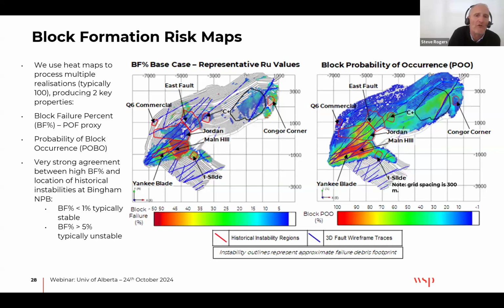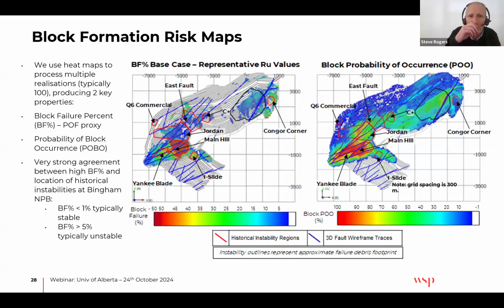So typically we run about 100 realizations, and then we can actually map this onto a grid. What we're looking at on the left is called block failure percent. I think we call it now cell failure percent. And really, it's saying out of the 100 realizations in that cell, how many failing blocks did we have? Blocks with a factor of safety of less than 1. Which effectively is a proxy for probability of failure, which would be how many models failed out of the number of realizations. So you can see it's more of a proxy.